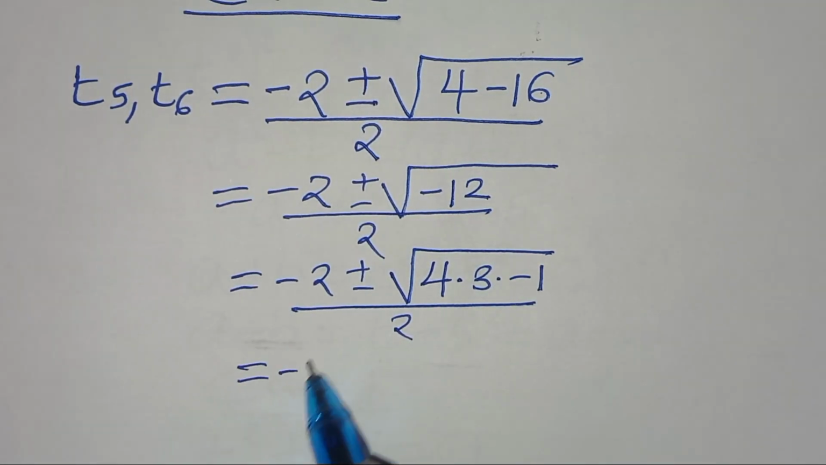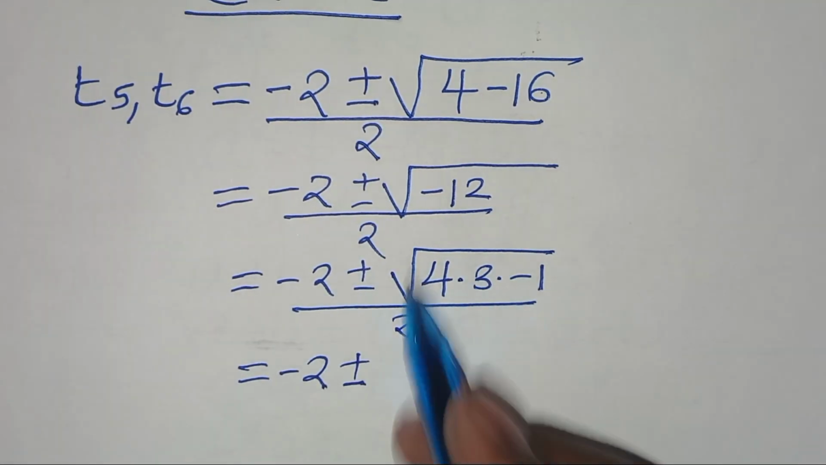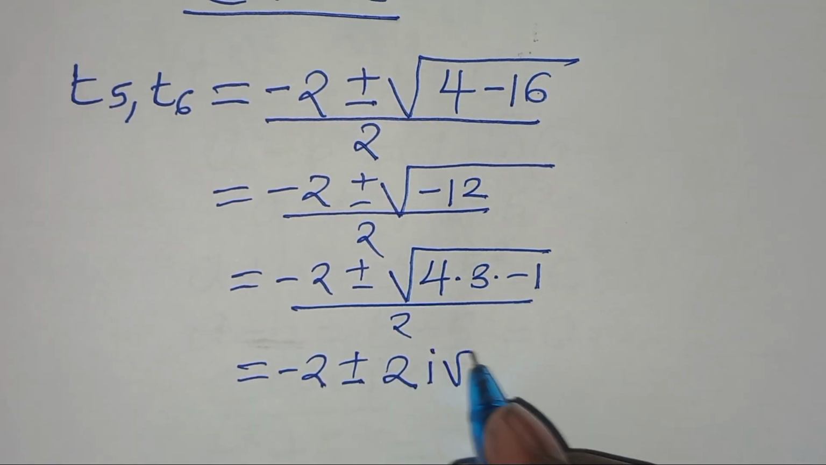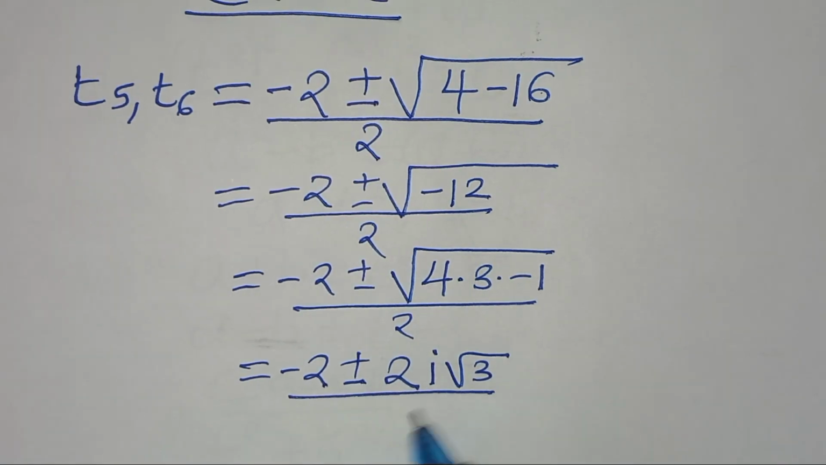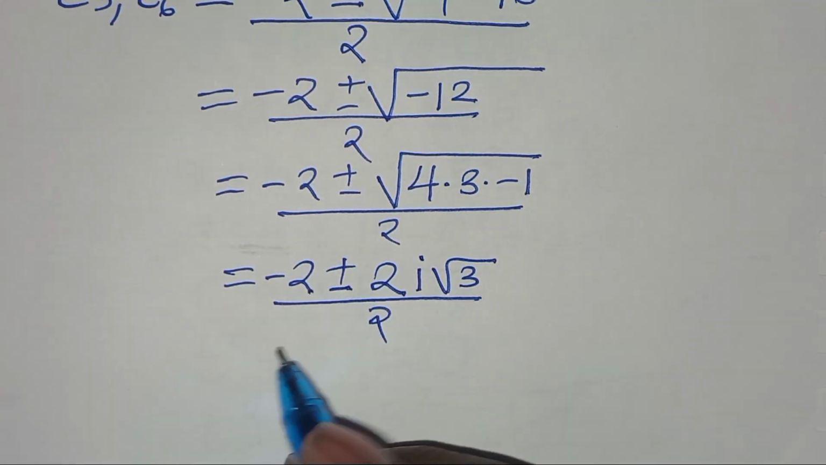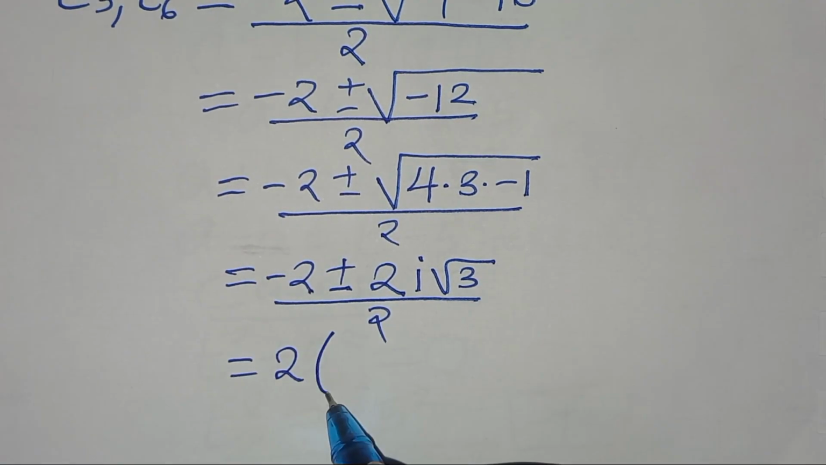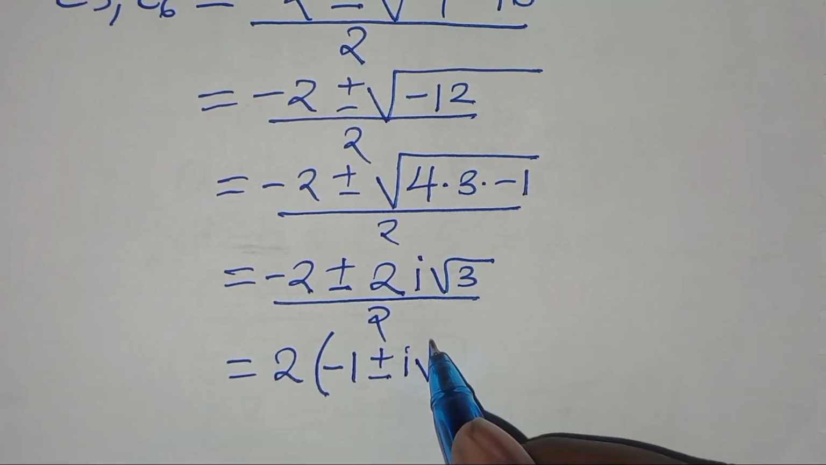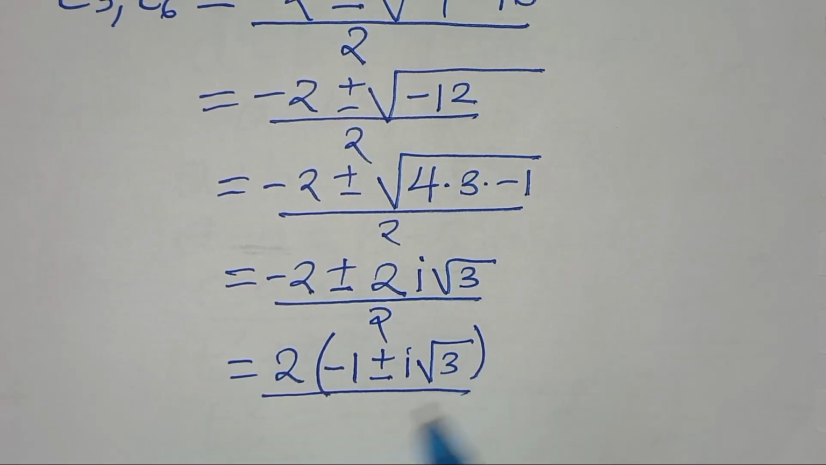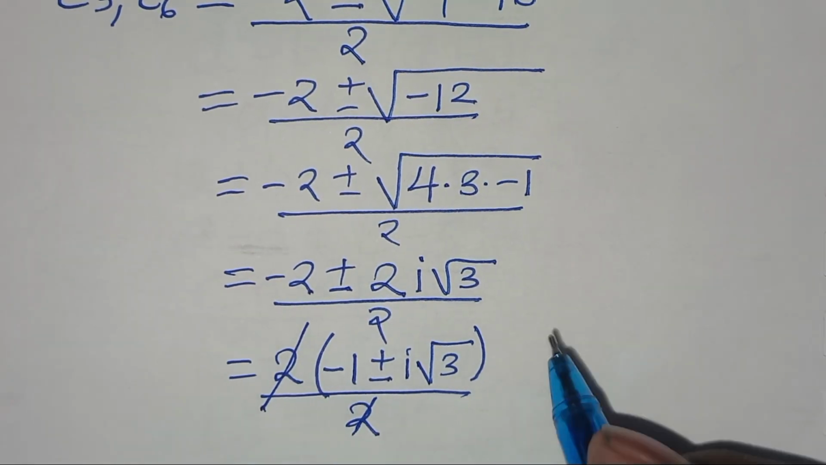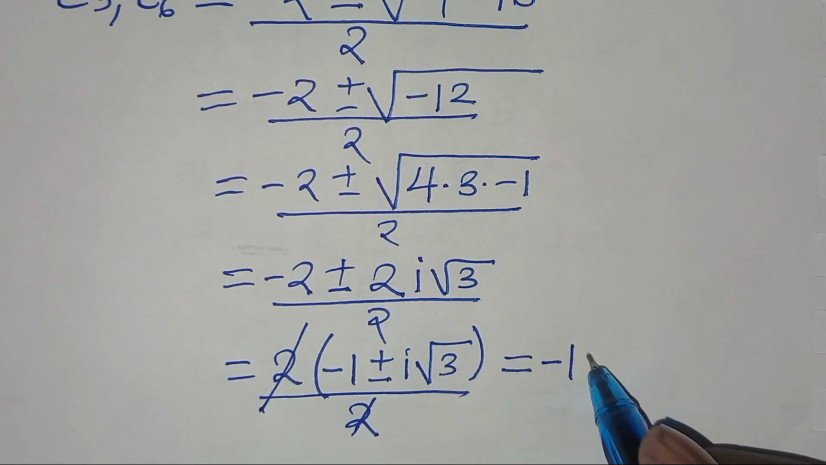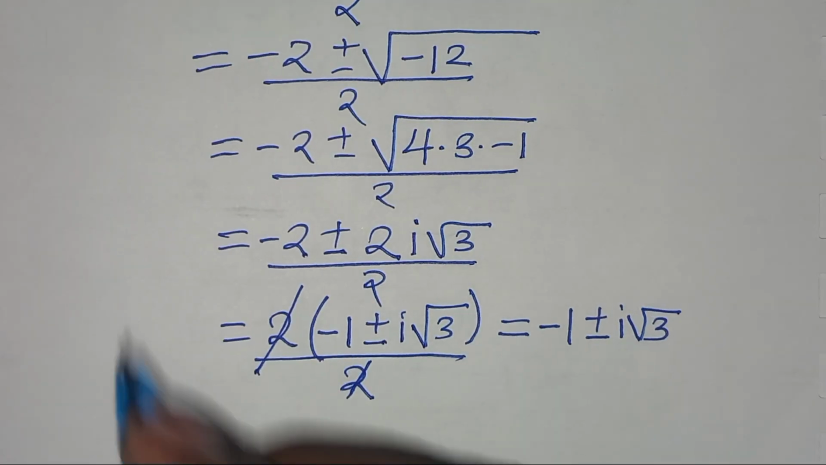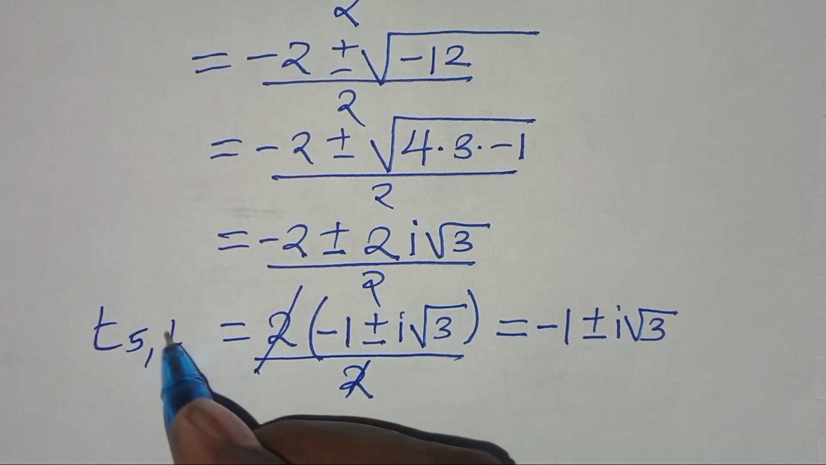So this is equal to minus 2 plus or minus the square root of 4, this is 2, the square root of minus 1, this is i, then square root of 3 divided by 2. So let's factor out 2 here. We'll have 2 into the parentheses minus 1 plus or minus i square root of 3 divided by 2. So let's simplify here, so that now we have minus 1 plus or minus i square root of 3. So this is what t5 comma t6 is.